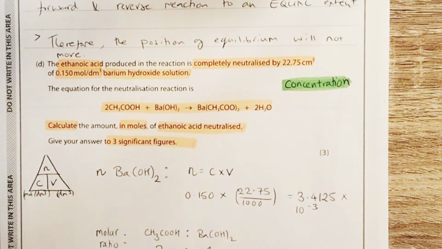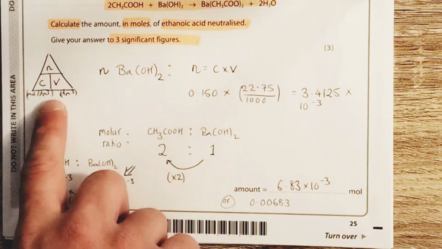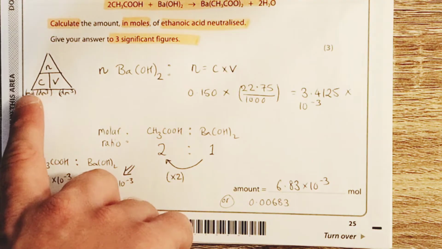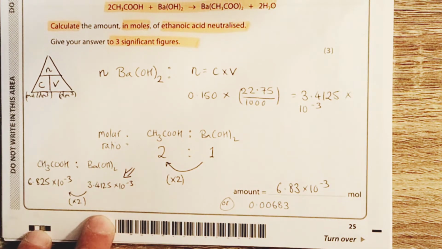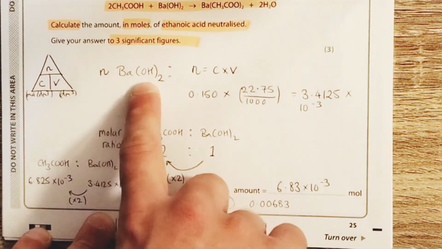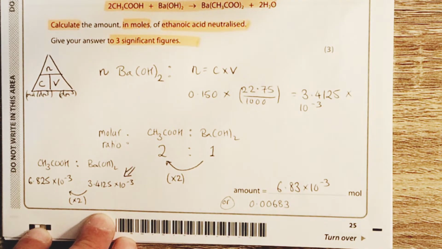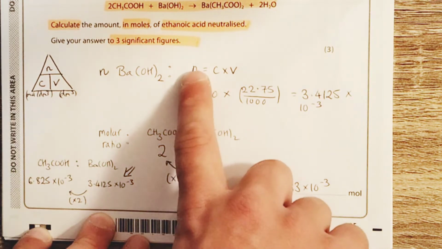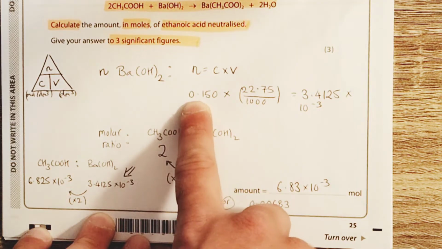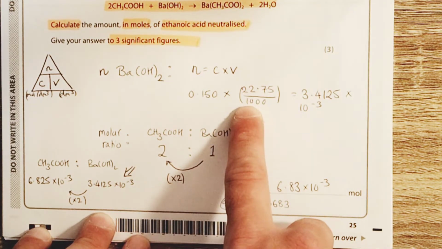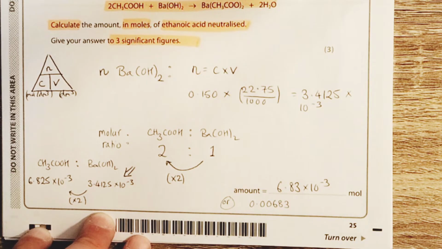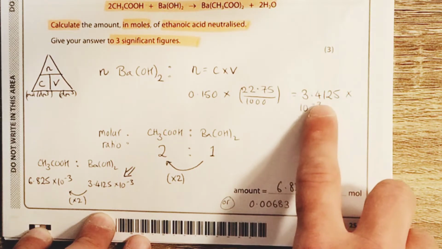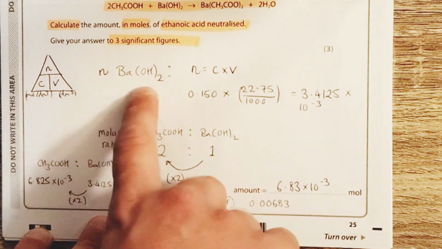So, technique for solving calculations. First thing I'd do is write the appropriate formula triangle in the margin of the page. Moles, concentration, volume, remembering that concentration is moles per litre and volume must be converted into litres. First step is how many moles of barium hydroxide, the thing we have the most information about, are there in this experiment? Well, moles equals concentration times volume, so n equals c times v. That's 0.15, that's the concentration, times 22.75 over 1,000, converting my volume from centimeters cubed into litres or decimeters cubed, giving us 3.4125 times 10 to the minus 3 moles of barium hydroxide.